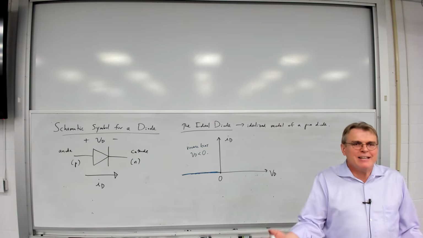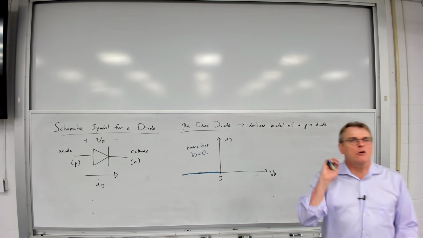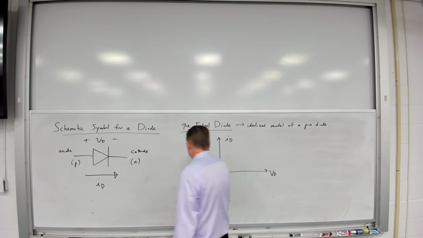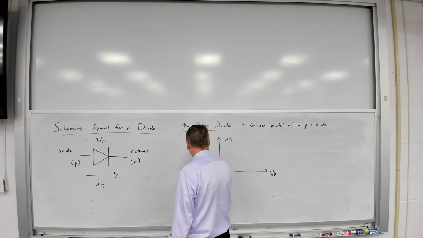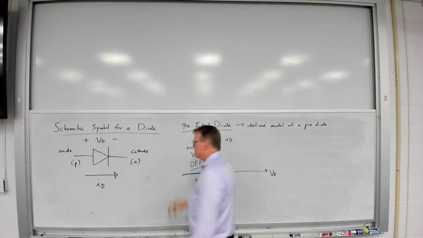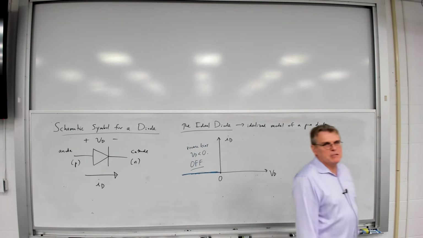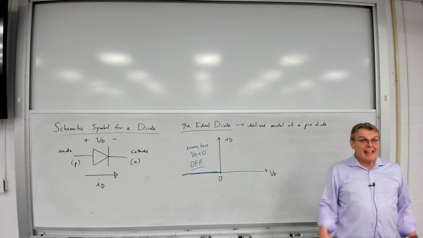So I'm going to assume ideally there's no minority carriers, there's nothing. Current is 0. Another way I'm going to say is this: I'm going to say this diode is off. It's in reverse bias, nothing flows through it. It's like an open circuit.